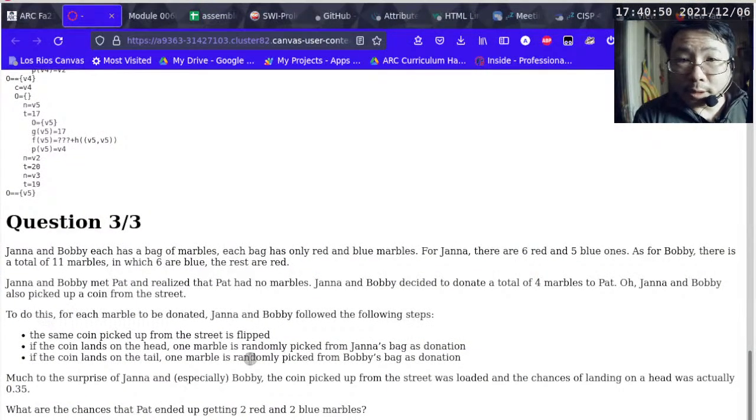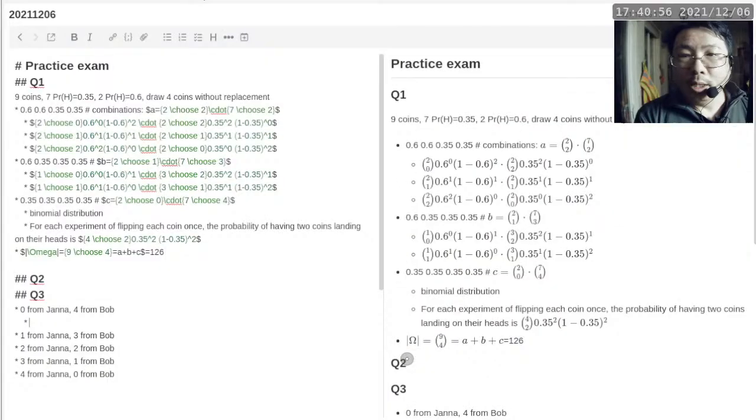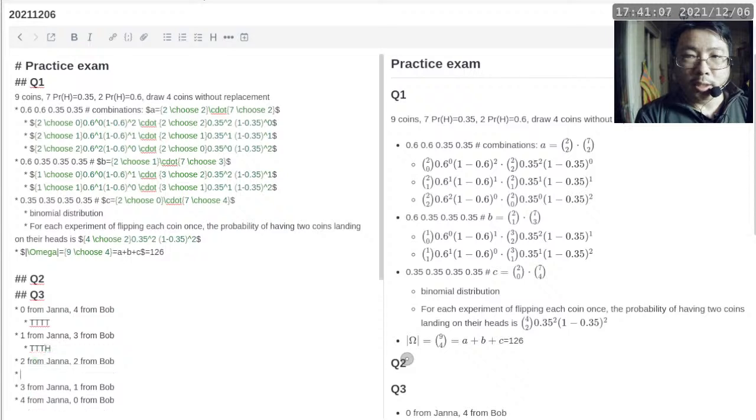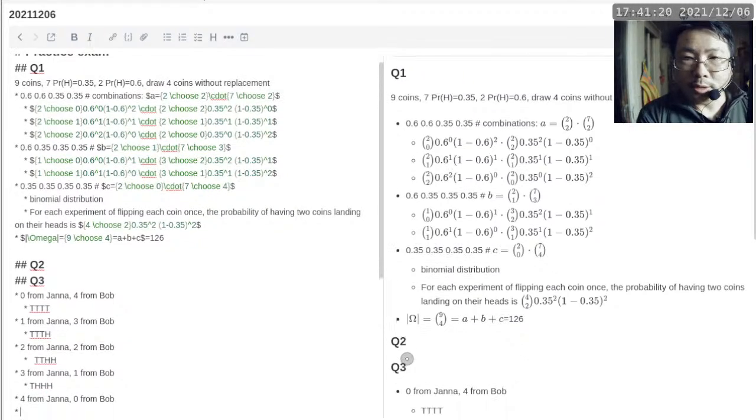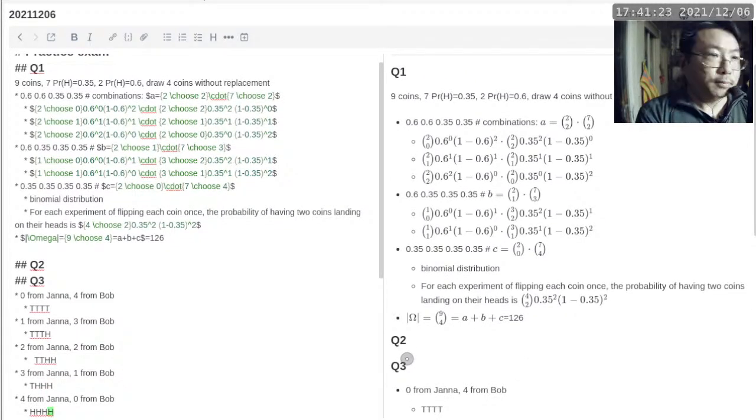And in the binomial distribution, I cannot remember which one is which. So if it lands on the head, then it's coming from Jenna. If it's landing on the tail, it's coming from Bob. So in this case, we have tail, tail, tail, tail, because they're all coming from Bob. Now with this one, it will be tail, tail, tail, head. Tail, tail, head, head. 2 tails and 2 heads. The order is not important. So this one is tail, head, head, head, and this one would be head, head, head, head. All right, so I'm just taking a look at the text channel.